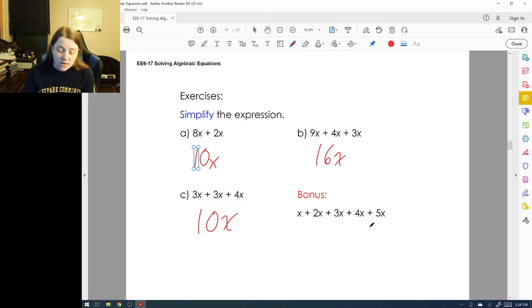So if you don't see a number in front of a variable, there is an invisible 1 in front of it. We don't write it, the same way that if I say I want to get a drink of coffee, I'm not going to say I want to get 1 drink of coffee. I'm just going to say a drink. So 1x plus 2x plus 3x plus 4x plus 5x is going to end up being 15x.